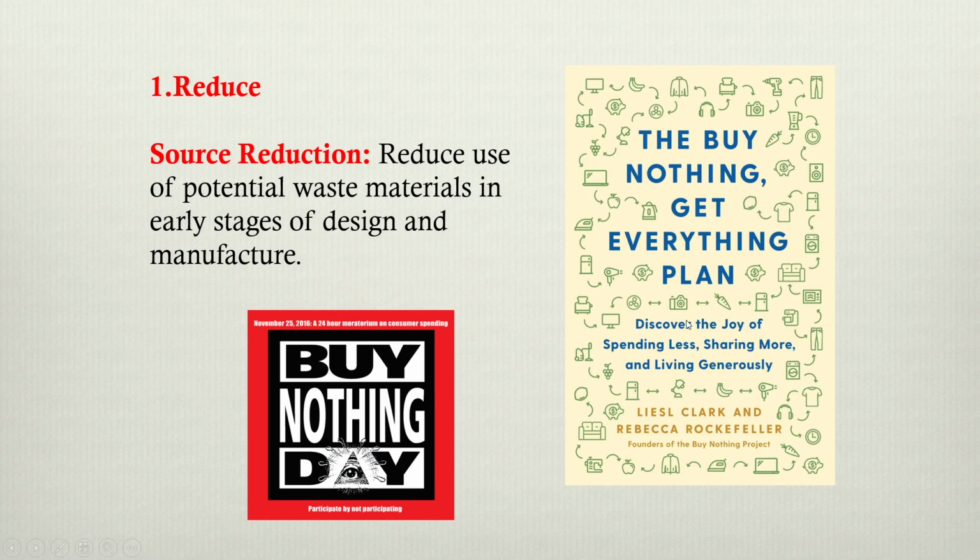So we'll talk about some of the R's, right? The first R is to reduce. This is the best thing we can do as far as dealing with municipal solid waste. If we use less of our source, we reduce the use of potential waste in the early stages of our design and manufacturing. So when we're designing things, when we're manufacturing things, we should always think about how can we use less of the sources to make these products.